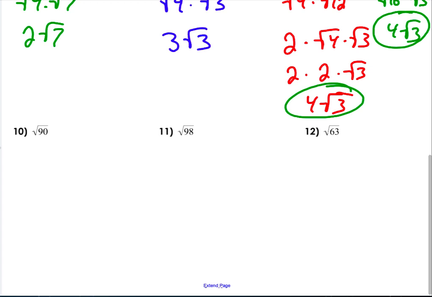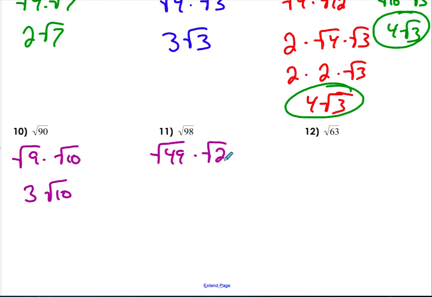Okay. And then the last 3 real quick. So square root of 9 times square root of 10. So square root of 9 is 3 square roots of 10. 98 is a little tricky, but this is actually 49 times 2, which is 7 square roots of 2. And then 63 is square root of 9 times the square root of 7. So 3 square roots of 7.